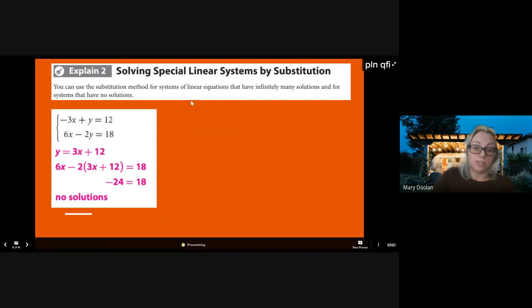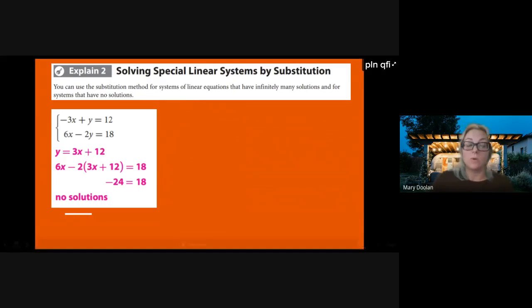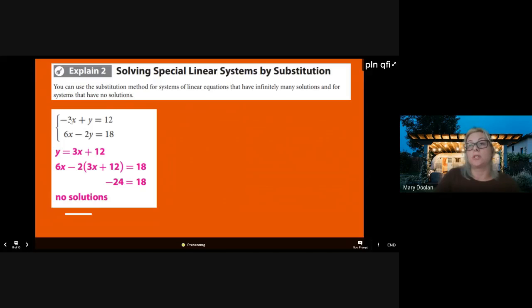But just like with any system, you can sometimes have infinitely many solutions or no solution at all. And so if I'm using substitution, what does that look like? Well, here's a system of equations. -3x + y = 12, 6x - 2y = 18.